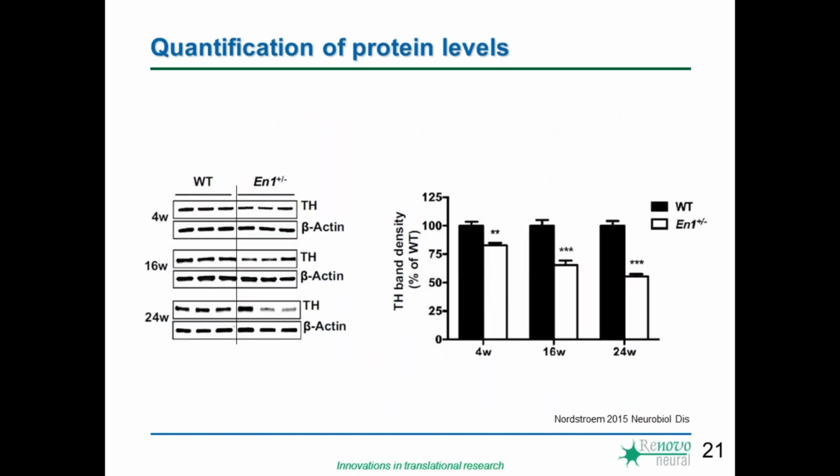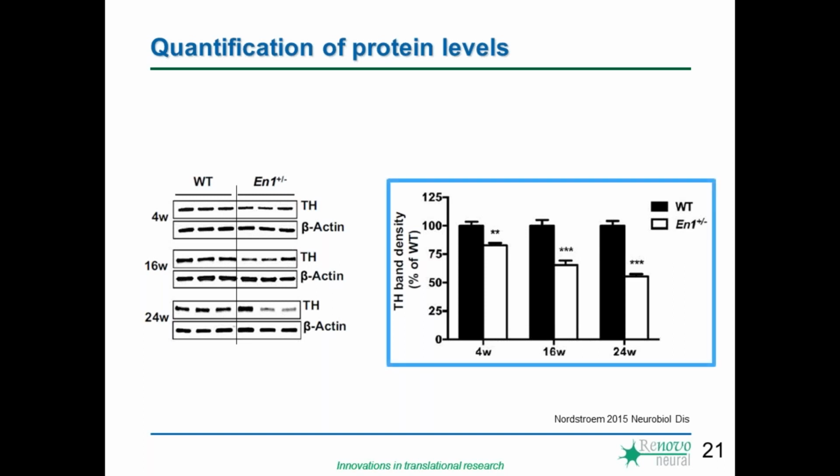One of those downregulated proteins is tyrosine hydroxylase, a rate-limiting enzyme in production of dopamine. On the left, you can see a Western blot for TH and a housekeeping gene, beta-actin. There are 3 wild-type and 3 engrailed 1 mice at each time point. When this is quantified, we see significant changes at 4 weeks, down to 50% loss at 24 weeks. And similar observations were made in dopaminergic neurons of people with PD.